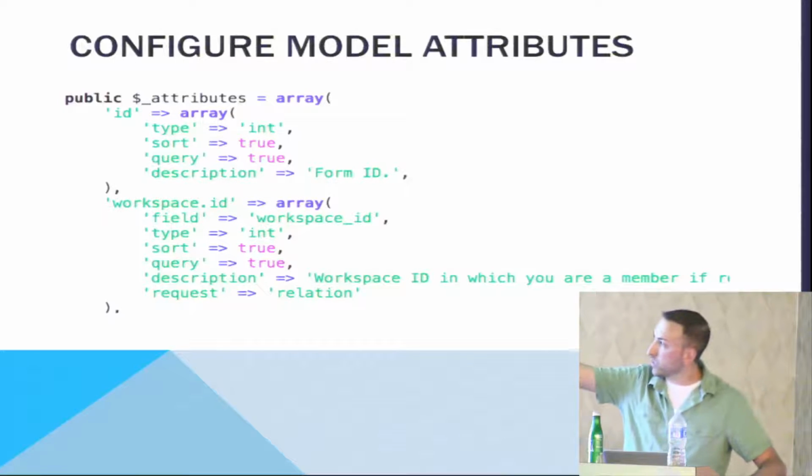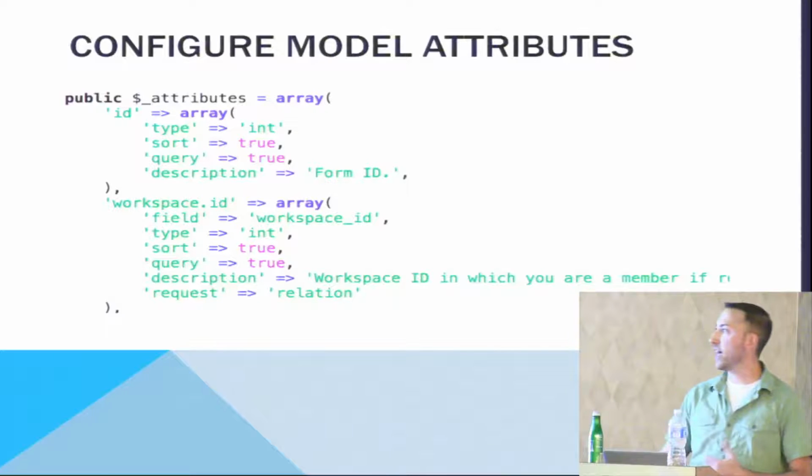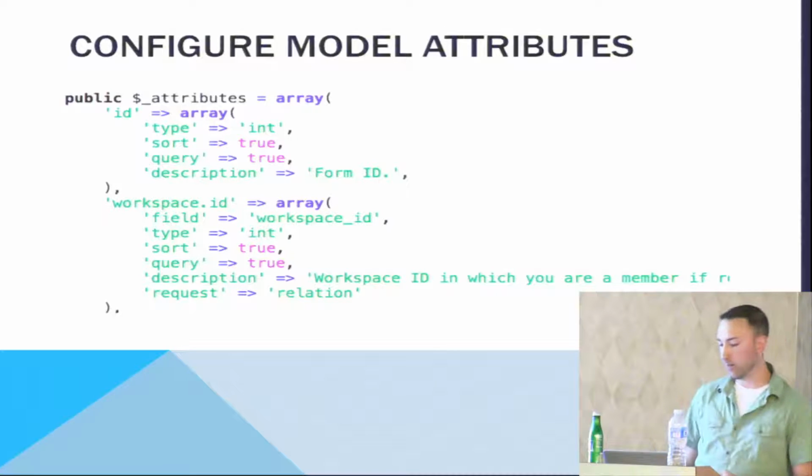Here you see request equals relation. We actually use that as a way to specify whether or not that attribute should be output by default, depending on whether it's a relation or not.